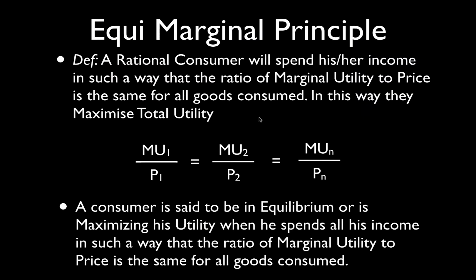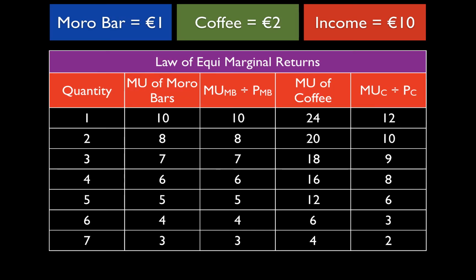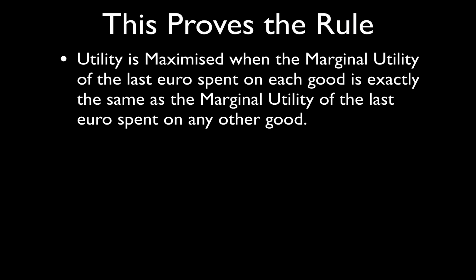So what we're saying here is he has spent his money in this way because it was 8. The marginal utility divided by the price for Morrow bars was 8, and the marginal utility divided by the price for coffees was 8. He spent his money in that way, and he's also spent all of his money, so there are no further opportunities to increase his total happiness through extra consumption because he doesn't have any more money left. So this proves the rule.